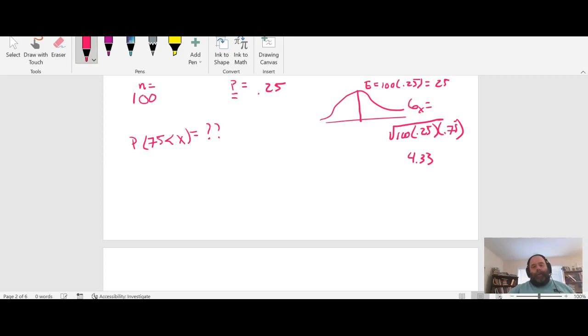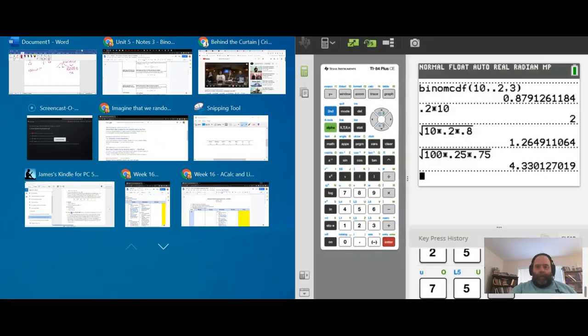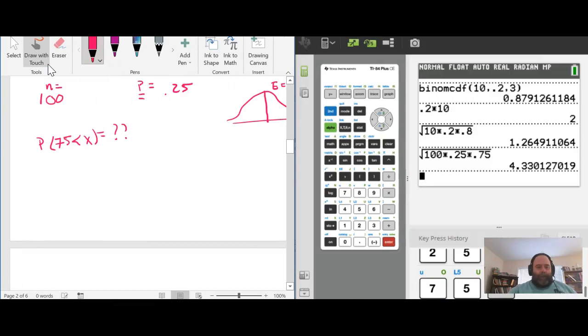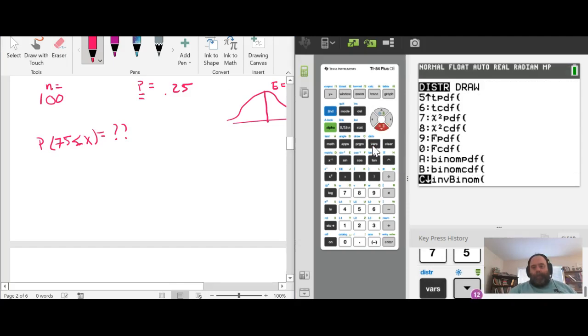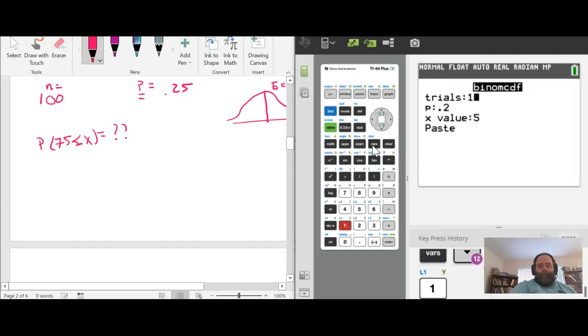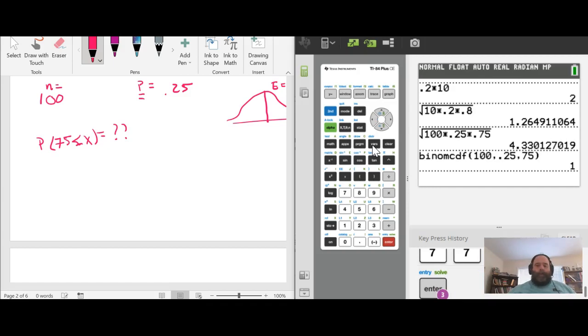Well, I could run the binomial CDF here, right? So let's see what happens if I run the binomial CDF. 75 or less, so let's make it less than or equal to 75 successes. I go second vars, binomial CDF, right? So I have 100 trials. Probability of success is 0.25, and I want to have 75 or less, and this gives me 1. Wow, so that's way more.